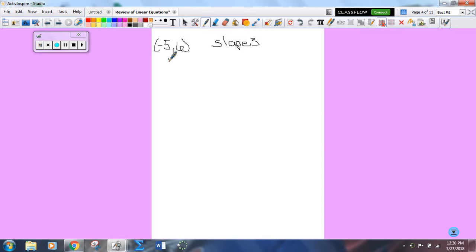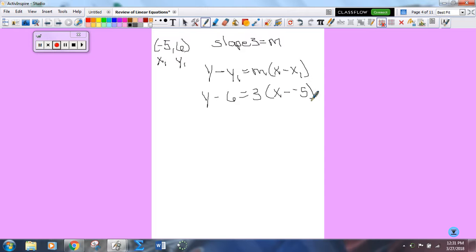So in -5, 6, first number is always x, so that's x1. Second number is always y, so that's y1. So I use the equation y minus y1 equals m parentheses x minus x1. I'm going to substitute. Slope is always m. So this is y minus 6 equals 3 times x minus -5. Minus minus is a plus. This is my answer in point slope form. Sorry, I said slope-intercept form, but it's point slope.